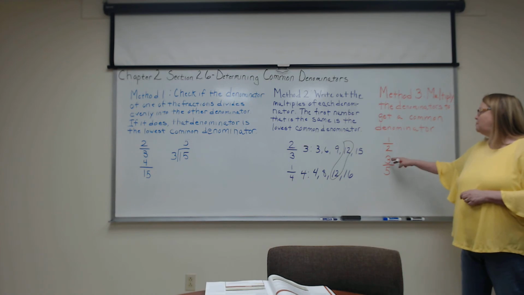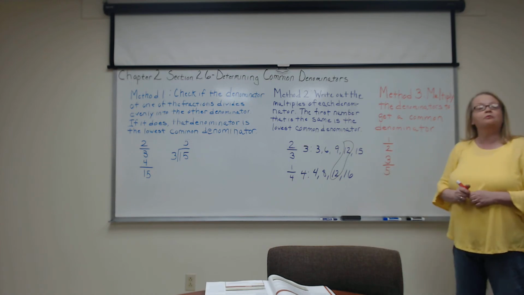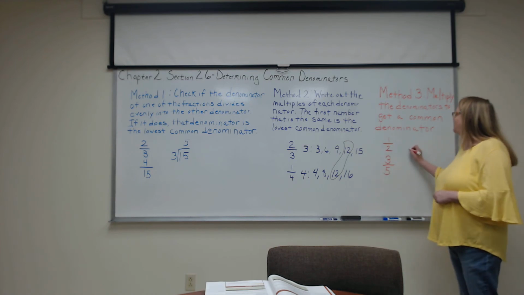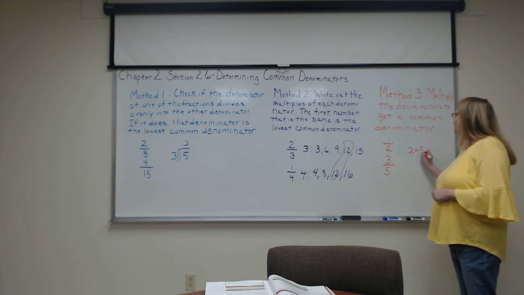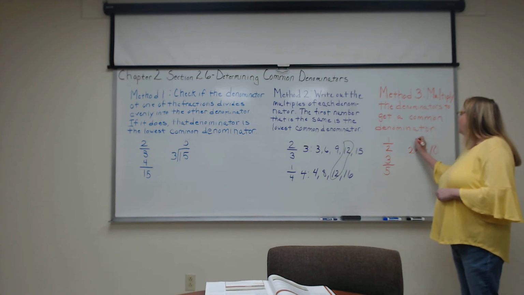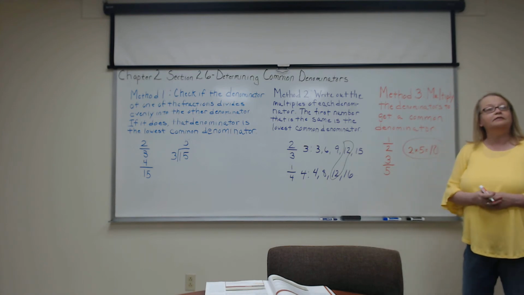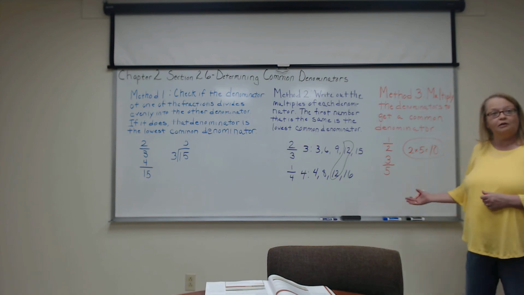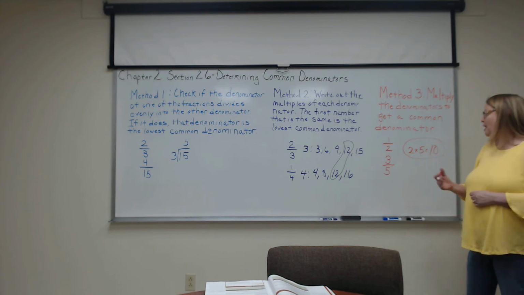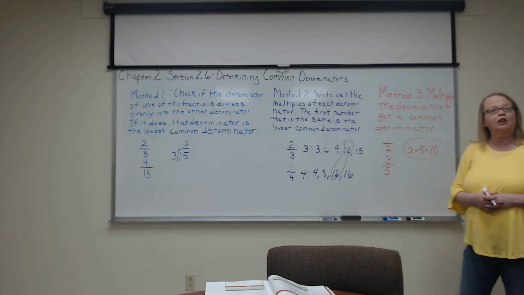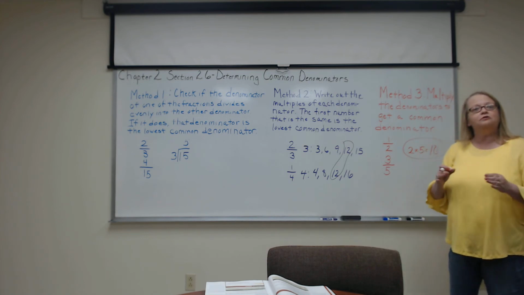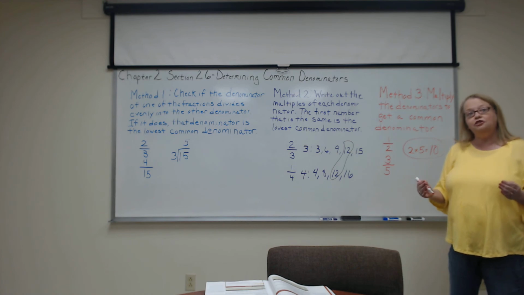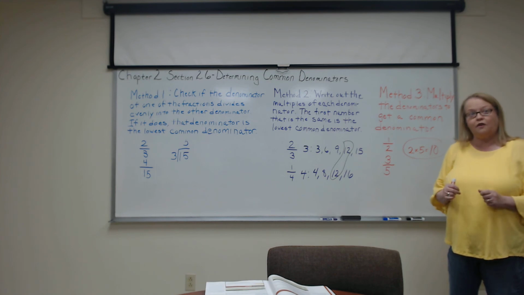denominators. So in this problem, we have 1/2 and 3/5. If I multiply 2 times 5, I'm going to get 10. And that lets me know that 10 is my common denominator. It also happens in this particular instance to be the lowest common denominator. So these are three different methods that I highlighted for you that you can use to help you get a common denominator when we need to have that particular process when we're adding and subtracting fractions.